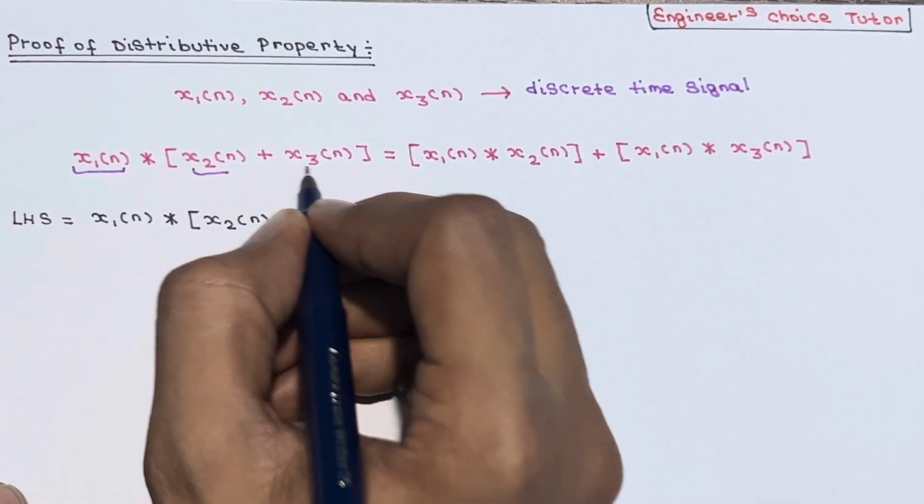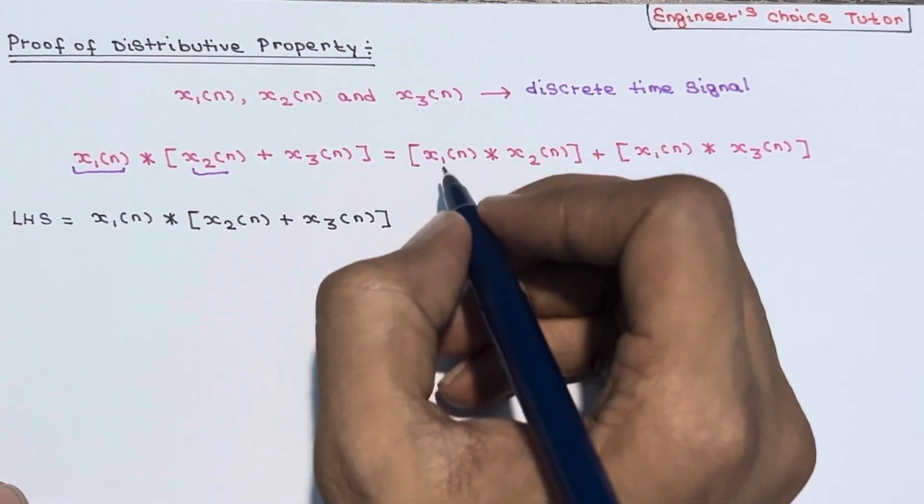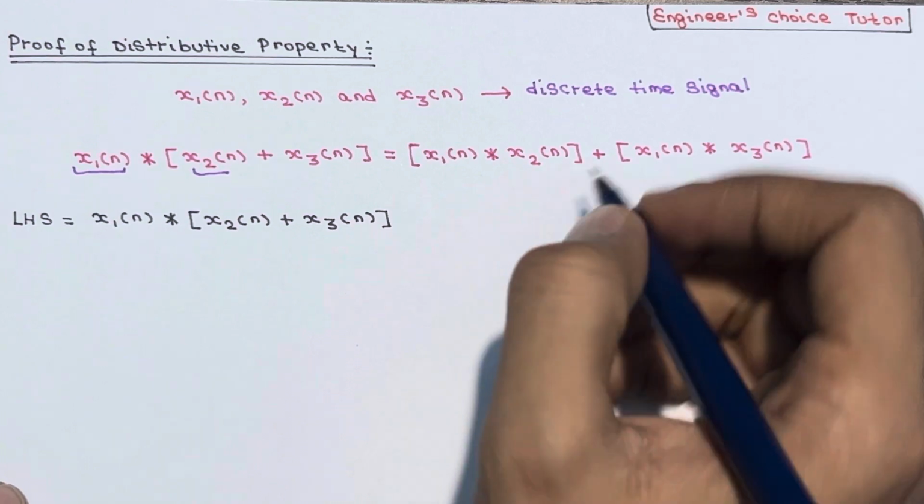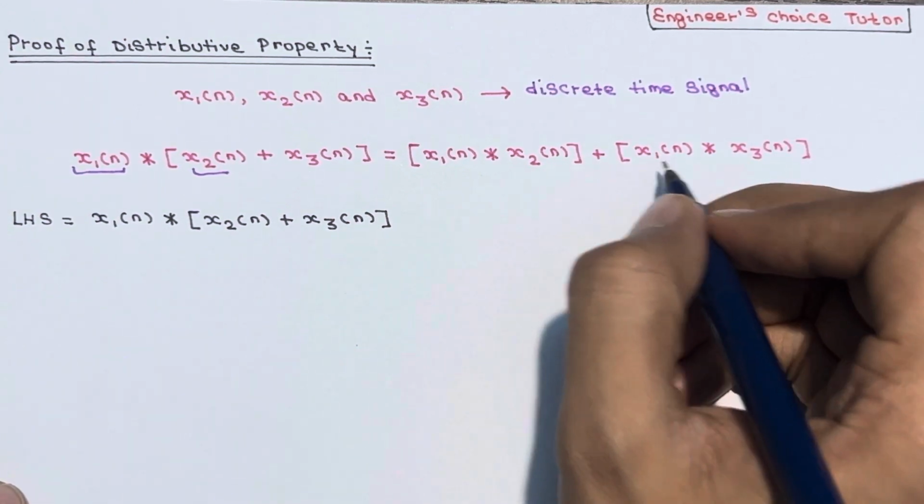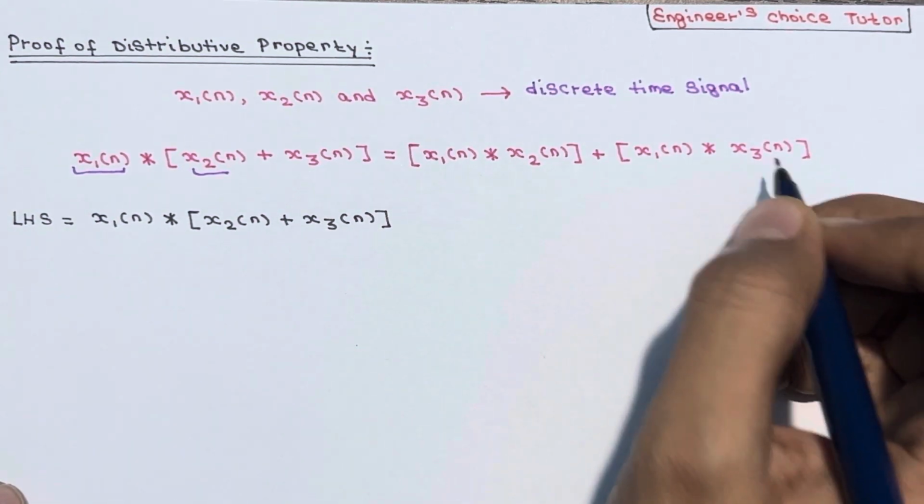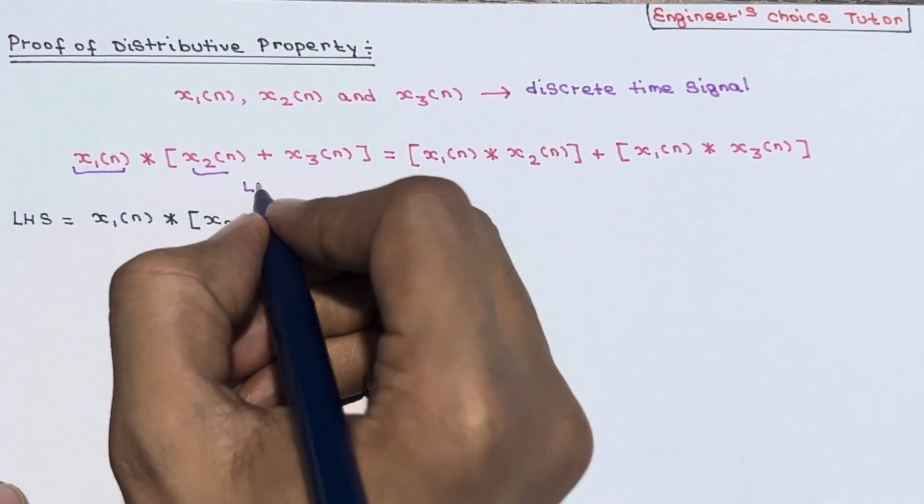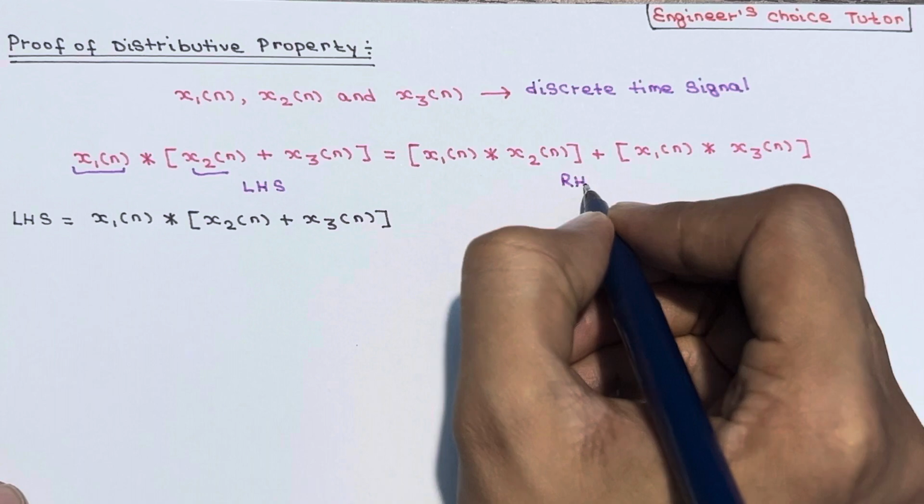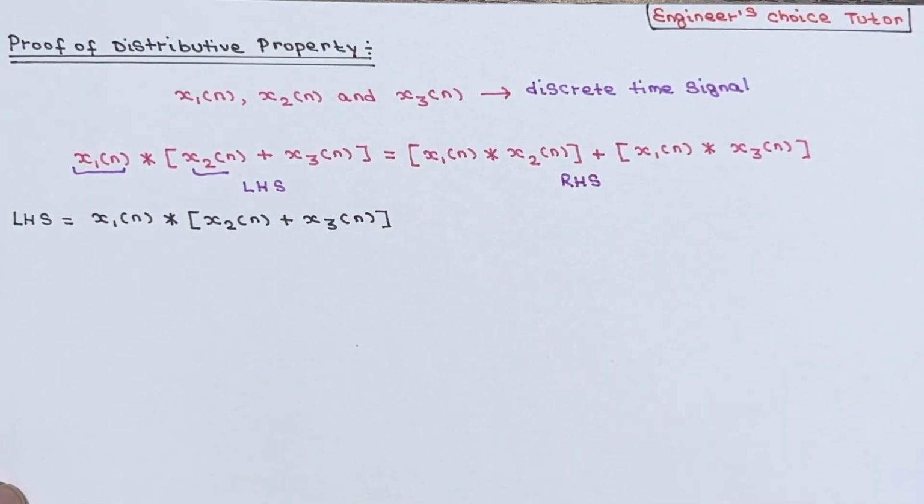Now, by the distributive property, the convolution of x1 of n and x2 of n plus x3 of n is equal to the convolution of x1 of n and x2 of n plus the convolution of x1 of n and x3 of n. So this is the LHS and this is the RHS. So we have to prove this. So let's start from the LHS.